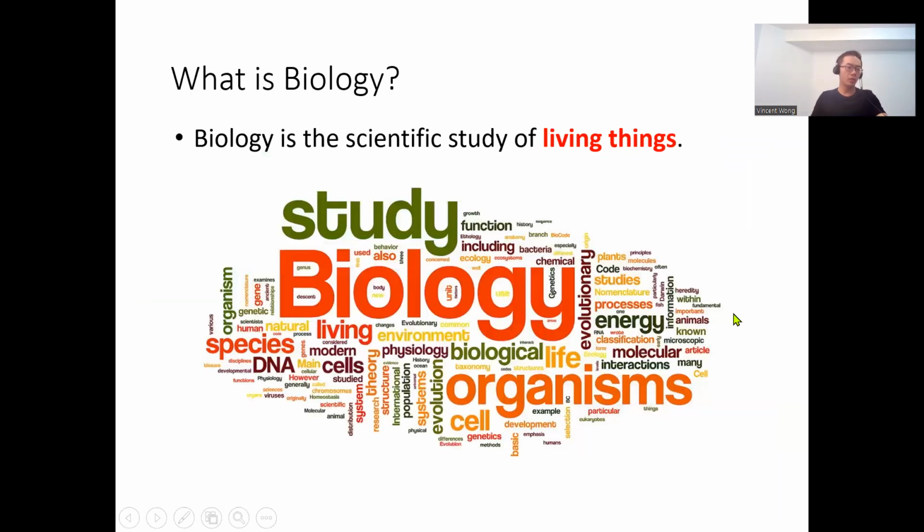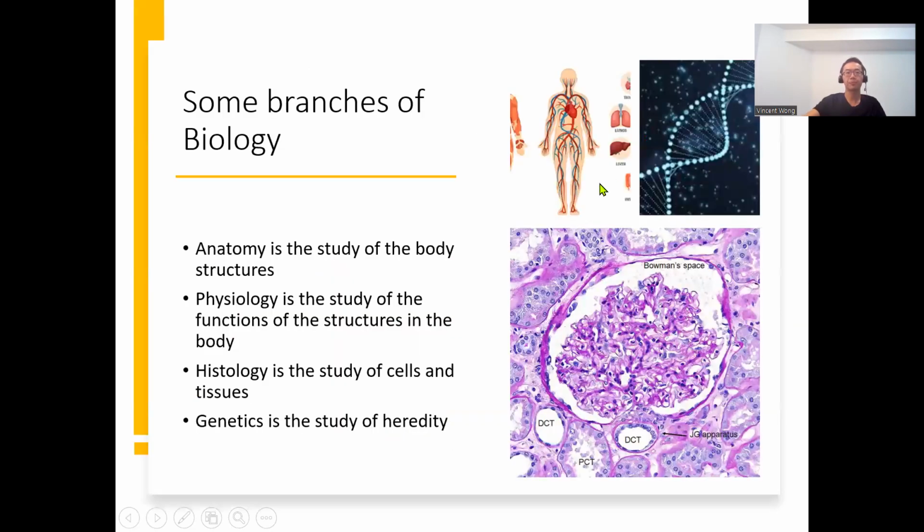Now, this is a biology course, so it's good to understand what exactly biology is, right? A very basic definition of biology is that it is the scientific study of living things. Well, that leads to the next question, right? What exactly is defined as a living thing? We'll get to that in a second. But first, let's look at some branches of biology.